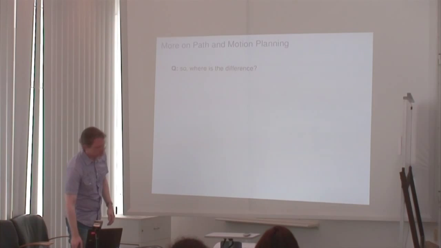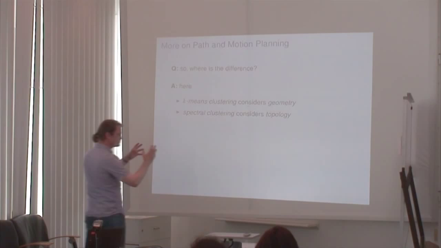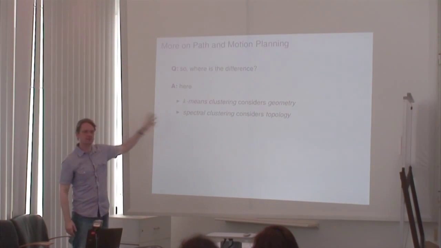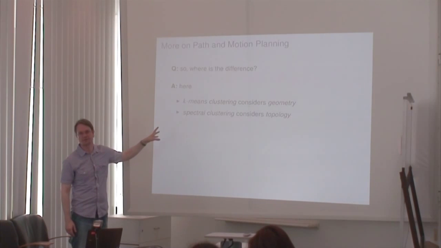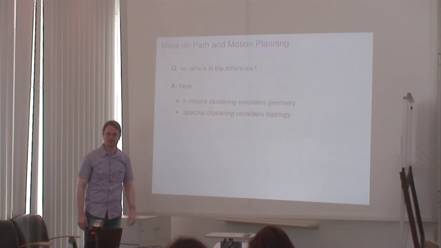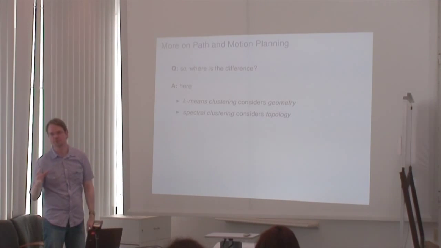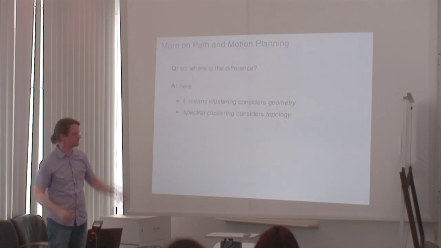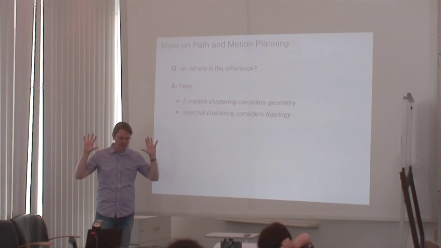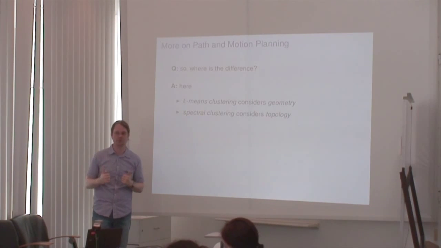Why is that? Where's the difference? Basically, coming back to what we discussed at the very beginning of today's lecture, k-means clustering considers geometry, and spectral clustering considers topology. And the next couple of times, we will study what I mean by that. We will look into that. And I'm trying to hit home the fact that, yes, machine learning has a lot to offer for game AI, but you have to know what you are doing.